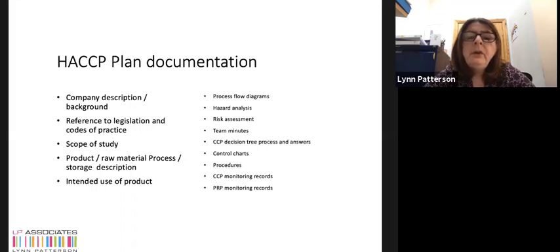For CCPs, we will have control charts, and then we'll have procedures. So we need to have procedures in place for all our prerequisites and for all our CCPs. In addition, we will have monitoring records, again, for both CCPs and for prerequisites. And those blank forms will be included within your HACCP plan as a reference document. And then, of course, you will have those records as evidence.